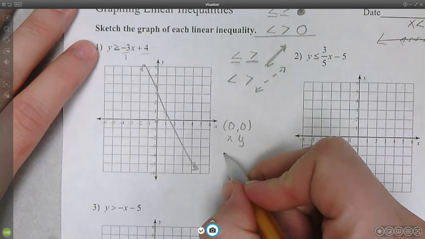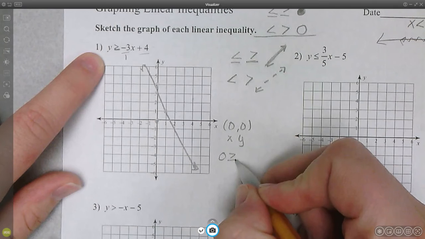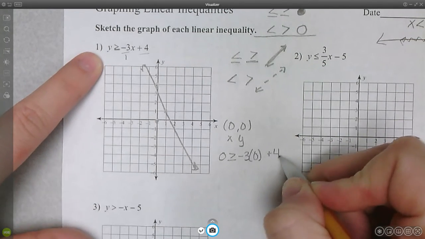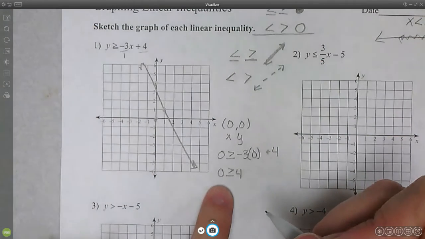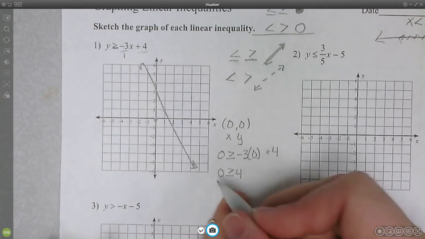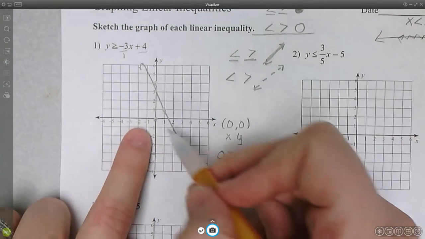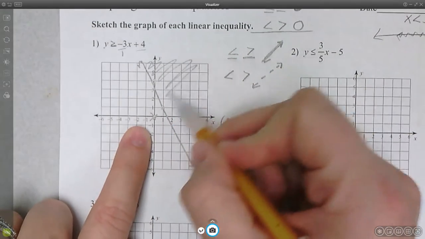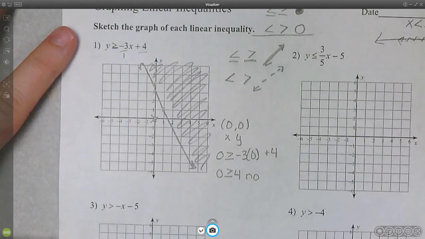So I'm going to take 0, put it in for y, is greater than or equal to -3 times 0 plus 4. If you simplify that, you get 0 is greater than or equal to 4. Is 0 greater than or equal to 4? No. So that means that 0, 0 is not a solution, which means everything up here is. And that's how you graph it.